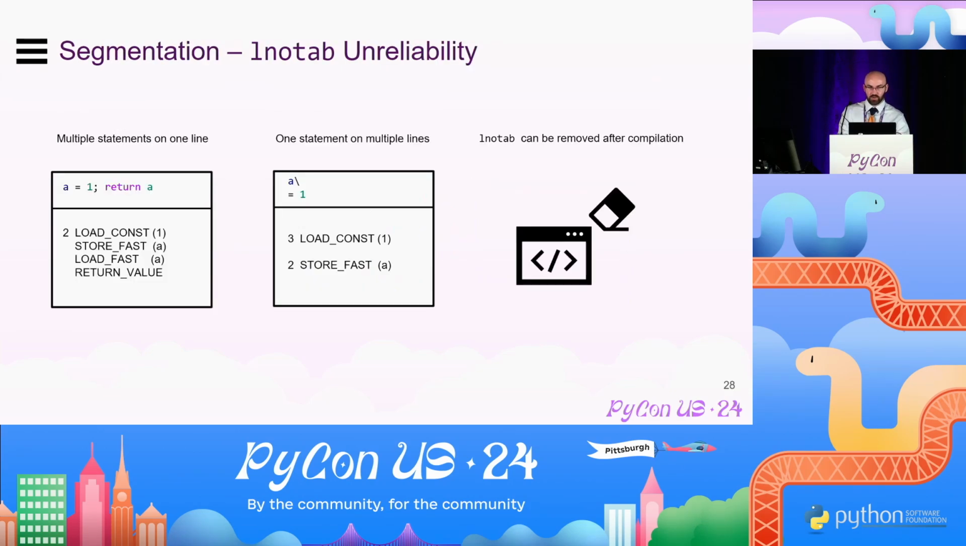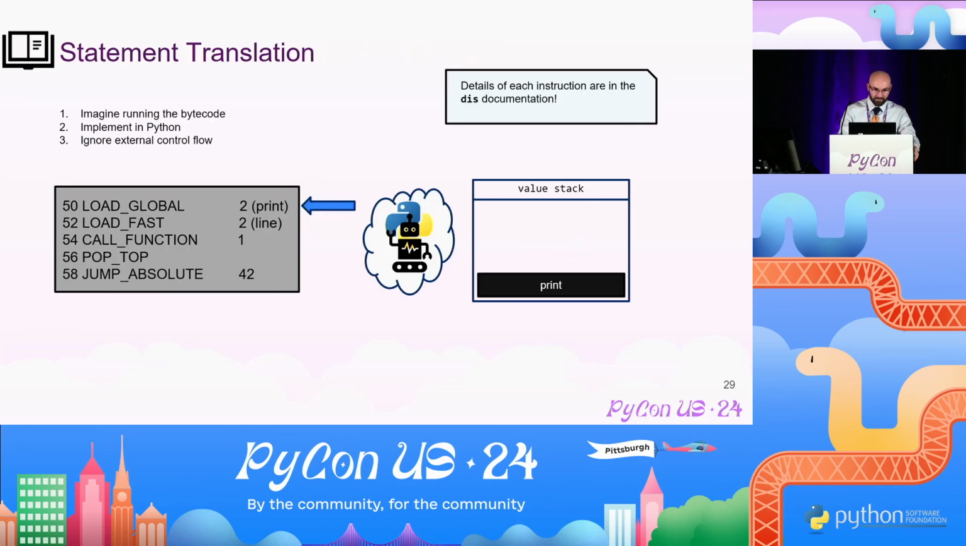But for our example, the line number table is acceptable, so we're just going to move forward with that. So for statement translation, we're going to symbolically imagine what the Python interpreter might be doing when it's running this code, and that will let us implement that logic in Python source code. We're going to make sure that we ignore any external control flow because we'll come back to that later. This is the fun step that feels like decompiling. It makes you feel really smart when you're doing it.